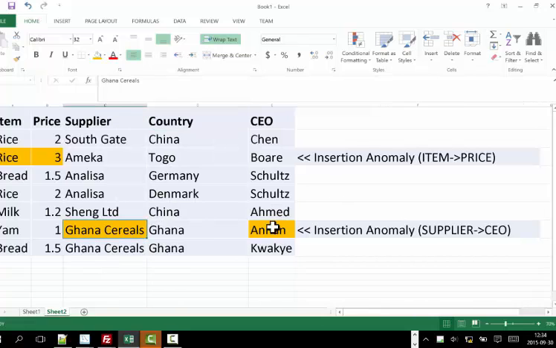Okay, so what we are saying is, another functional dependency is that previously, whenever we saw a supplier, we assumed that there was a specific CEO for the supplier. So when we see Southgate, it's always going with Chen. When we see Annalisa, even though it's in 2 different countries, the CEO was always Schultz. Right? And for Ghana cereals, the CEO was Kwache. But now we are inserting some new data and we are realizing that for that one, we are causing an issue because it conflicts with the previous data we should have.